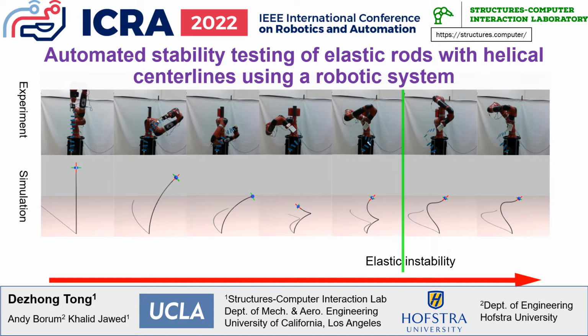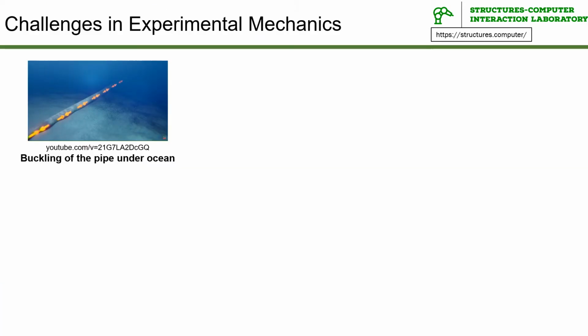When an elastic rod with a helical centerline buckles is one of the most fundamental problems in mechanics. In this presentation, I will explain why the problem is essential and how to solve it with robotics. First, let's learn about the background information.